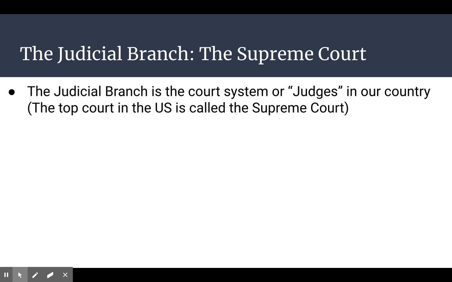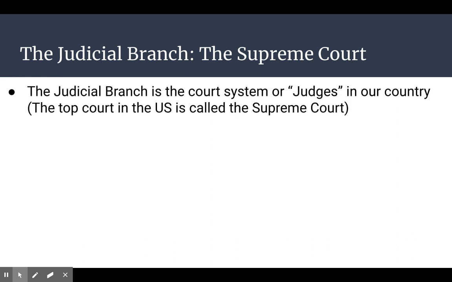There are, and here's a little tricky thing, there are state court systems and there are federal court systems. So it depends on what law you break and who arrests you. If you break a state law, then you would end up in a state court system. If you break a federal law, then you could end up in a federal court system. And it all depends on who does the arresting, and here's a fancy word, who has jurisdiction, right? Who has the ability to hold you accountable for the law that was broken.